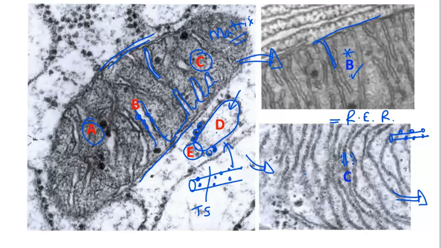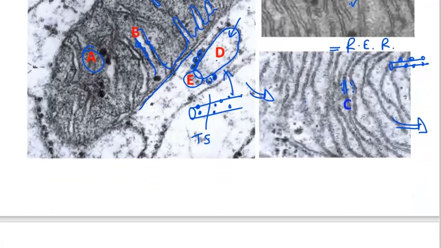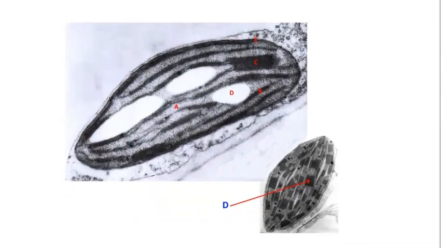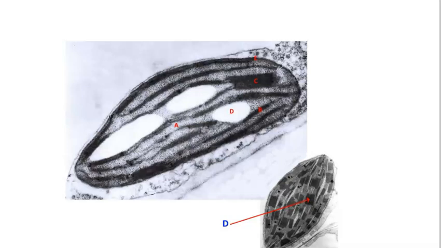Okay, let's move on and look at our next example of a common electron micrograph structure. And already I'm sure as you look at this, you'll realize that this, of course, is a chloroplast.